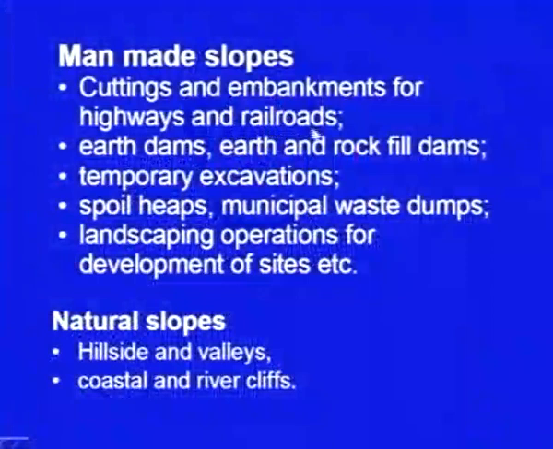This embankment is constructed of soils or rocks or both, and the stability of this embankment is very important. So, there are the embankments. Secondly, cuttings are there wherever the ground is undulating and the road or railroad is passing through it, the railway track.